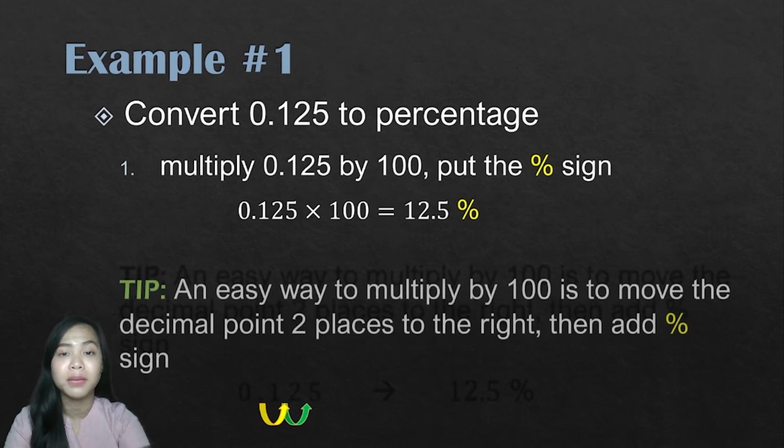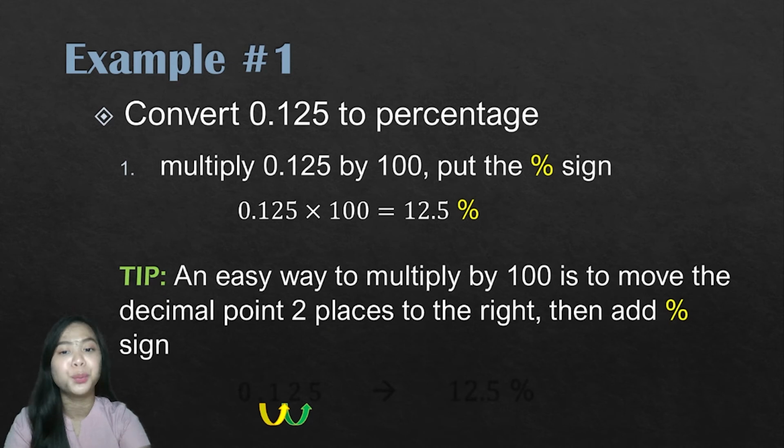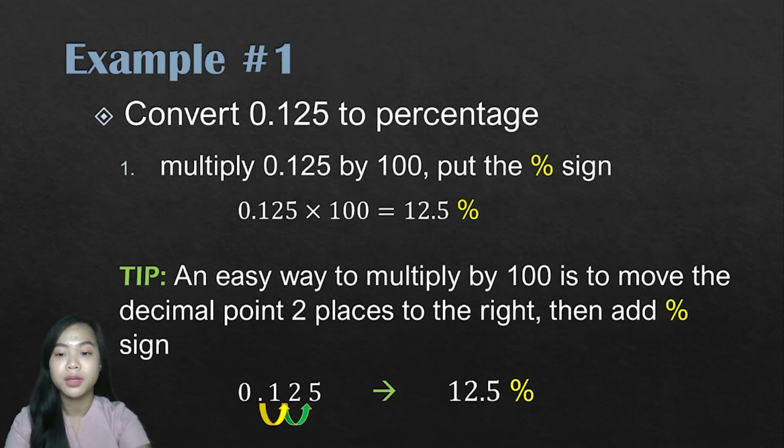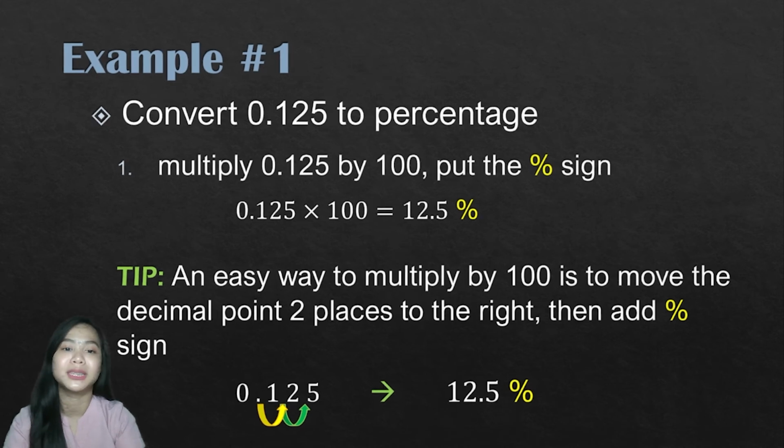So there is a tip. An easy way to multiply by 100 is to move the decimal point 2 places to the right, then add the percent sign. So we already applied it in our previous example. So we have 0.125, just move the decimal from left to right. So we'll be having 12.5%.